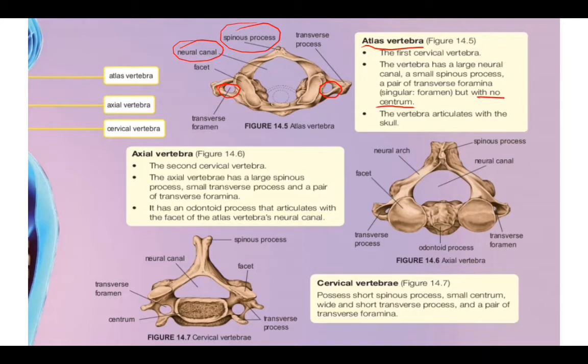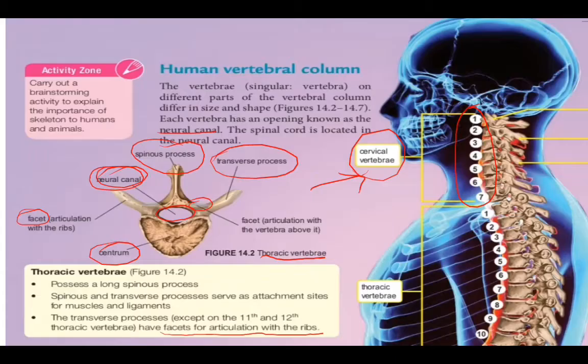The vertebra articulates with the skull. Ini adalah articulate with tengkorak kepala. Okay, the skull. And then axial vertebrae. This is the second cervical vertebra. Second di sini, second cervical vertebrae.